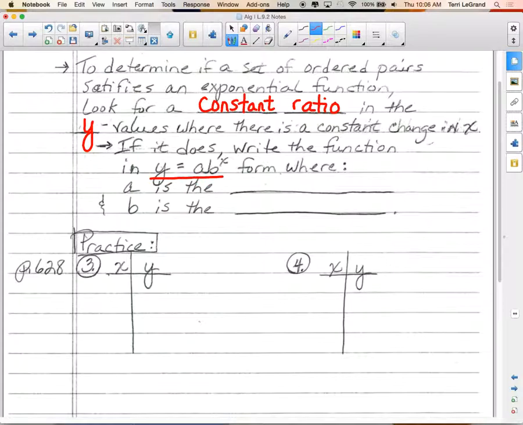If it does, then we're going to write the function that we know the model for. And what did we say a is going to be? Starting amount. What does it start at? At x equals 0, what's your y value? And what's our b value? The constant ratio. Yep, b is our constant ratio that we're going to find.